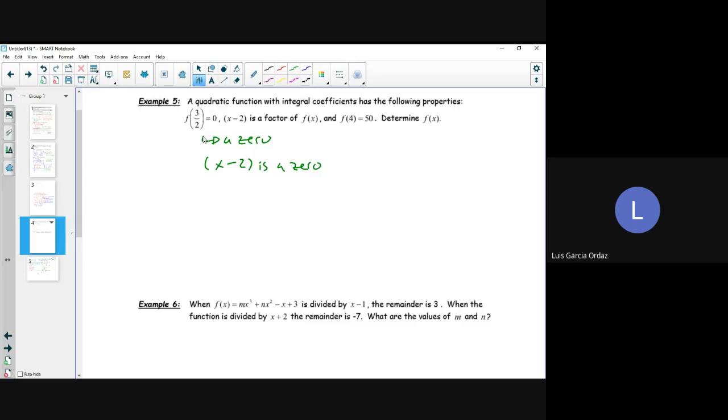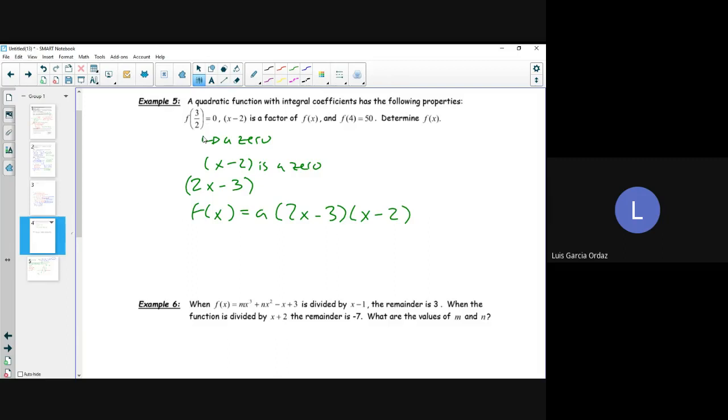So how would you rewrite 3 over 2 in terms of x? Minus 3 over 2, or 2x minus 3, right? So we would have f of x is equal to a, because we don't know what our a is, times 2x minus 3 times x minus 2. What information in the question do we have to determine our a value?